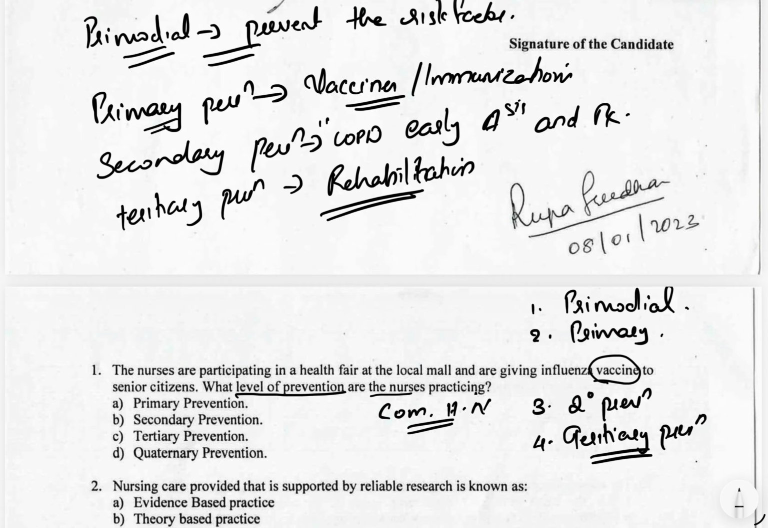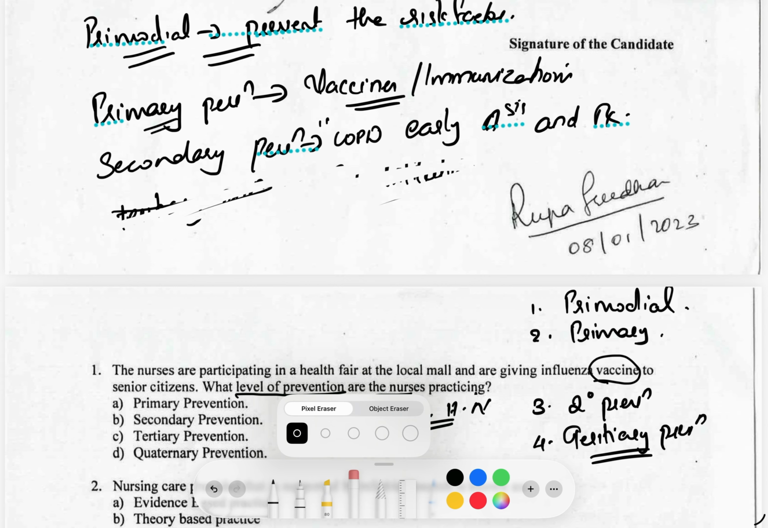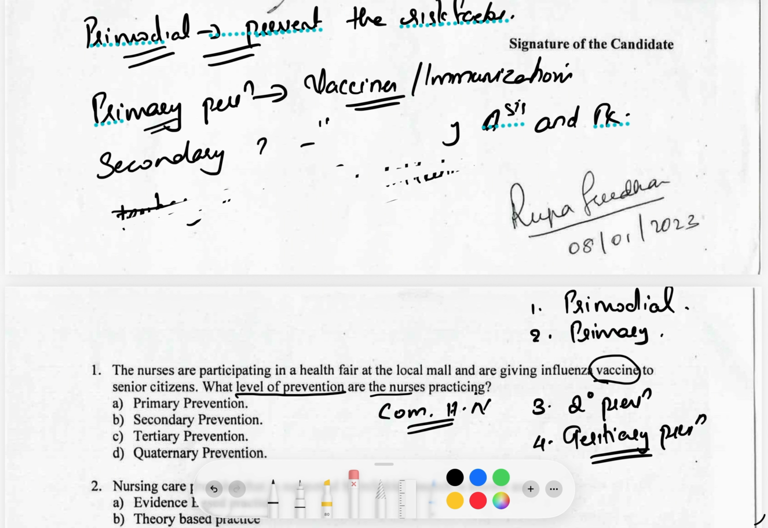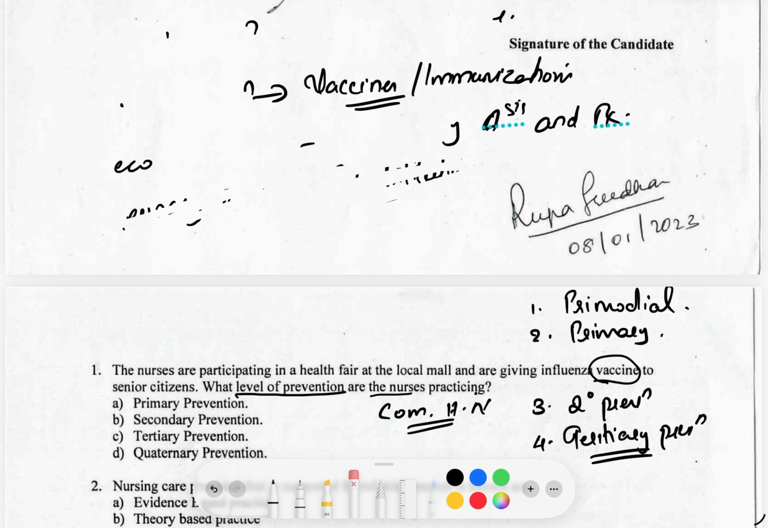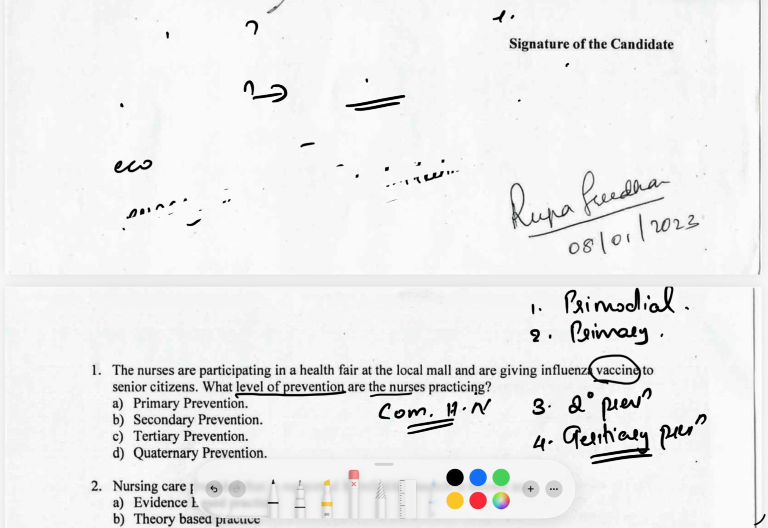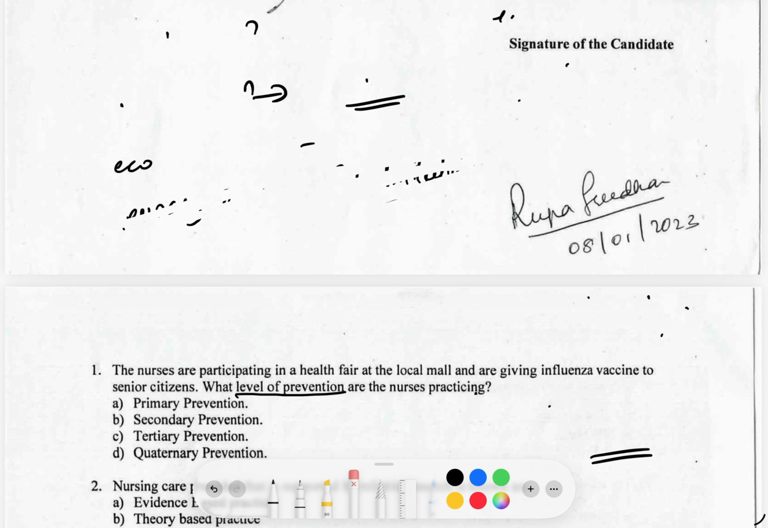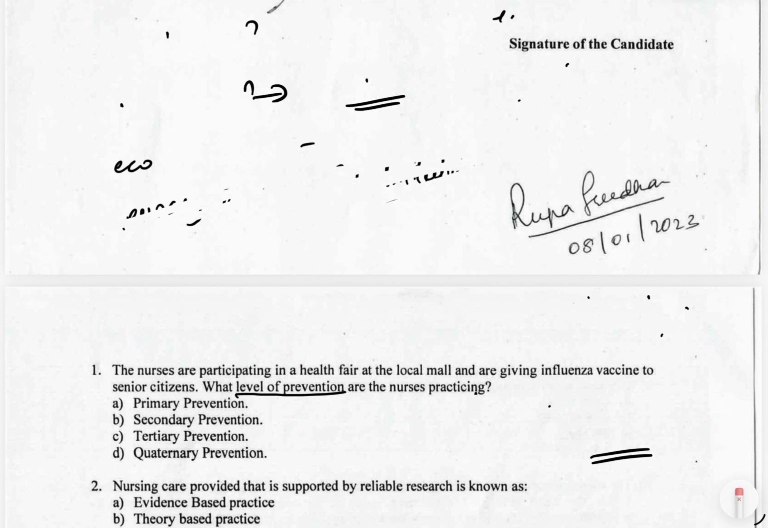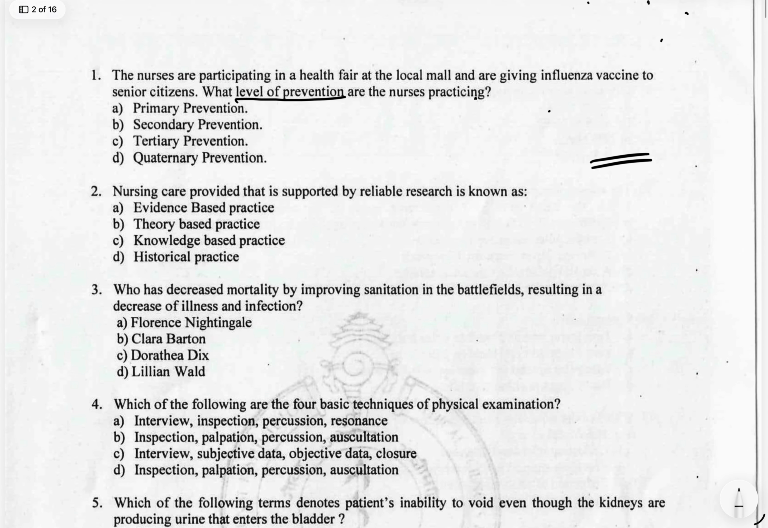So now you know what primary prevention, secondary prevention and tertiary prevention are. So we are going back to this question again to have a discussion and find the answer. The question was, the nurses are participating in a health fair in a local mall and giving influenza vaccine to senior citizens. What level of prevention are these nurses practicing?